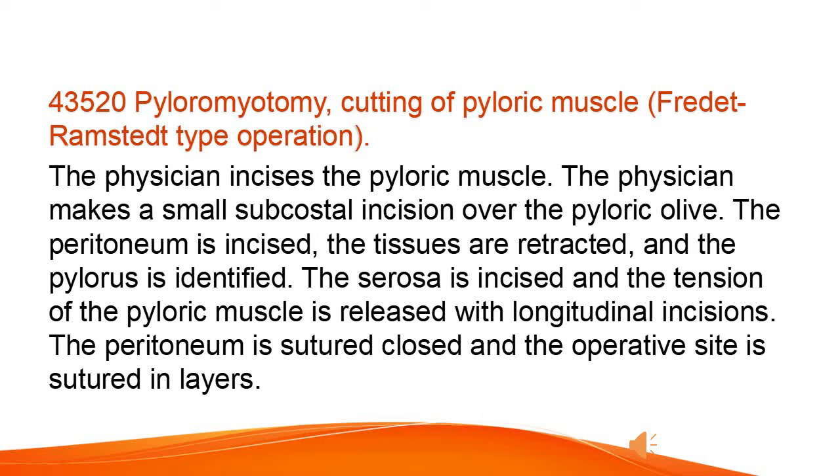The peritoneum is incised, the tissues are retracted, and the pylorus is identified. The serosa is incised and the tension of the pyloric muscle is released with longitudinal incisions. The peritoneum is sutured closed and the operative site is sutured in layers.